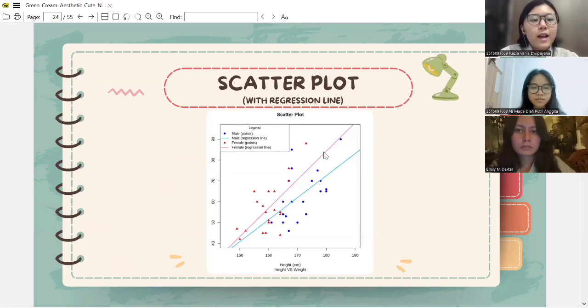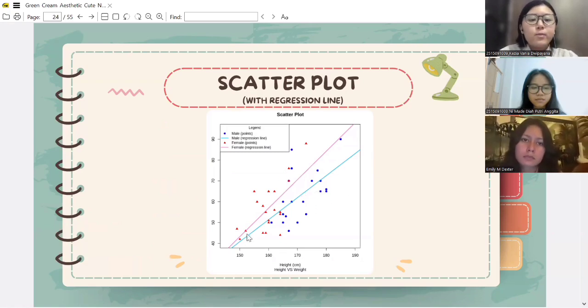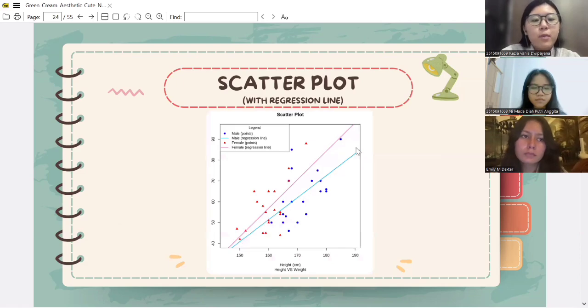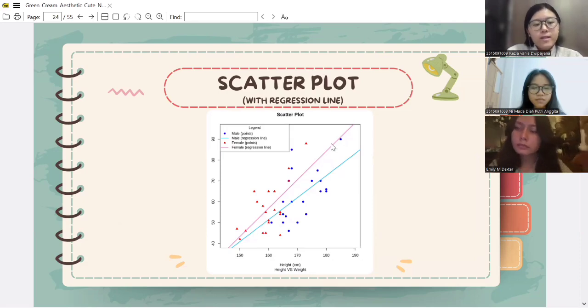So this regression line confirms what we were visually suggesting in the earlier scatter plot. There's a positive correlation between height and weight. The male regression has a positive slope. The female regression line also has a positive slope. But as you can see, the female regression line has a steeper slope than the male ones. This indicates that weight increases more rapidly with height among females in this data.